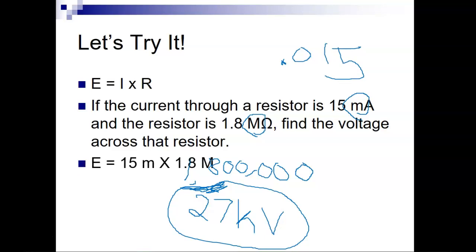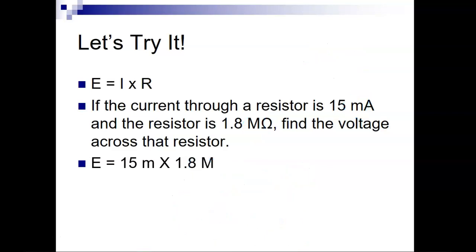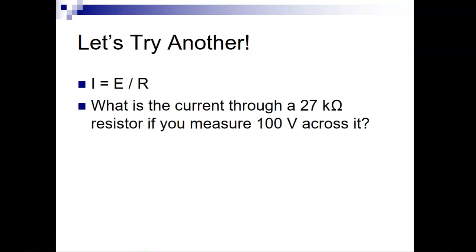Go ahead and erase all the ink on screen. Everybody done with it, by the way, before I move on? All right. So you have the electromotive force of 15 milli times 1.8 mega gives you 27 kilovolts. This one, we're finding current. We have 27 kiloohms with 100 volts.